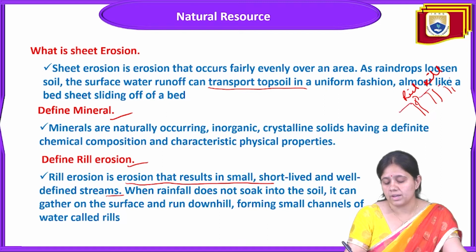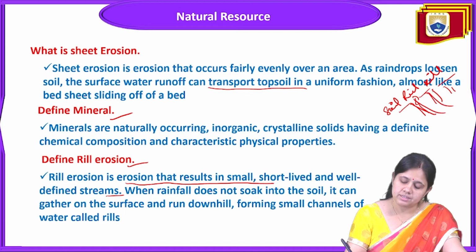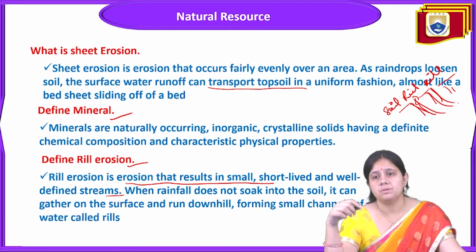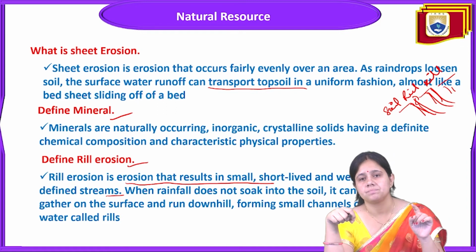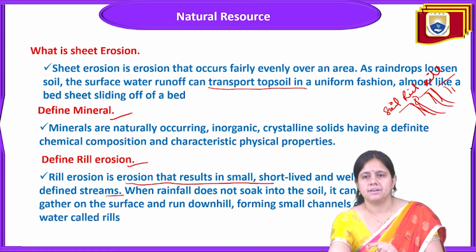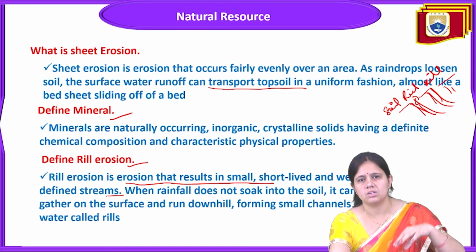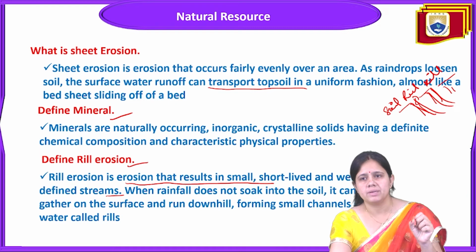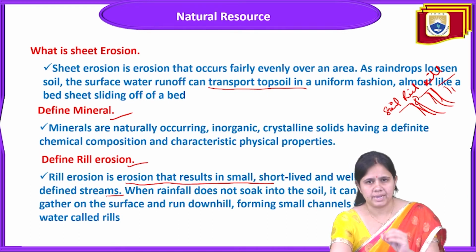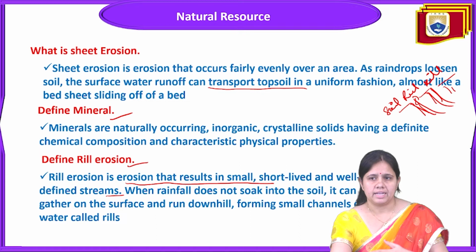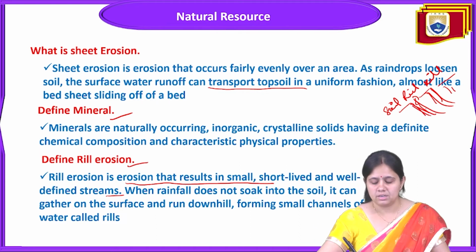When streams are formed on the surface of the soil, that's why it is called a rill. When rainfall does not soak into the soil, it can gather on the surface and run downhill. Rainfall falling on the top layer of the soil cannot be accumulated or gathered at one place, so it gathers on the surface and runs downhill, forming a small channel on the soil. That's why this is called rill erosion.